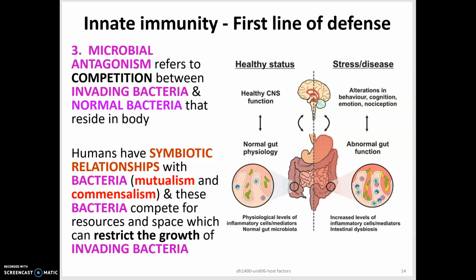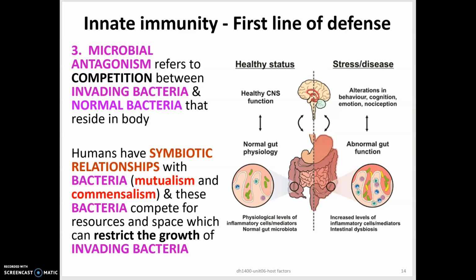What we're talking about when we say microbial antagonism is we're relying on our normal or natural flora, so the organisms that live on our body and in our body anyways. They rarely cause us infection. They kind of live with us symbiotically.